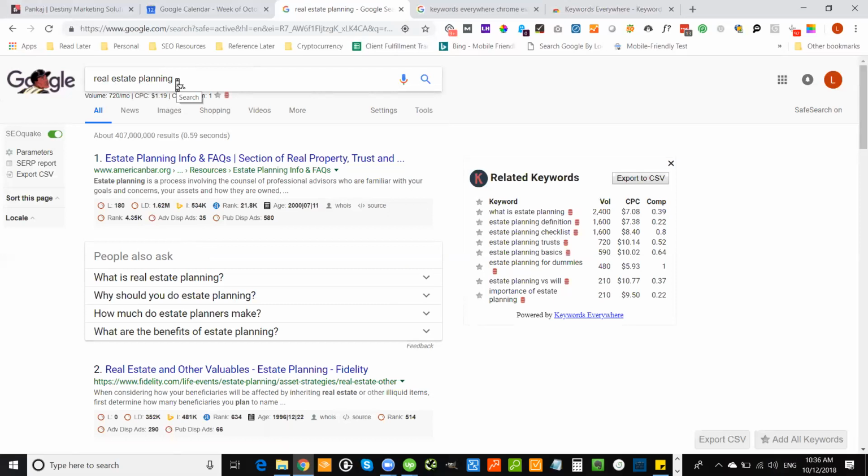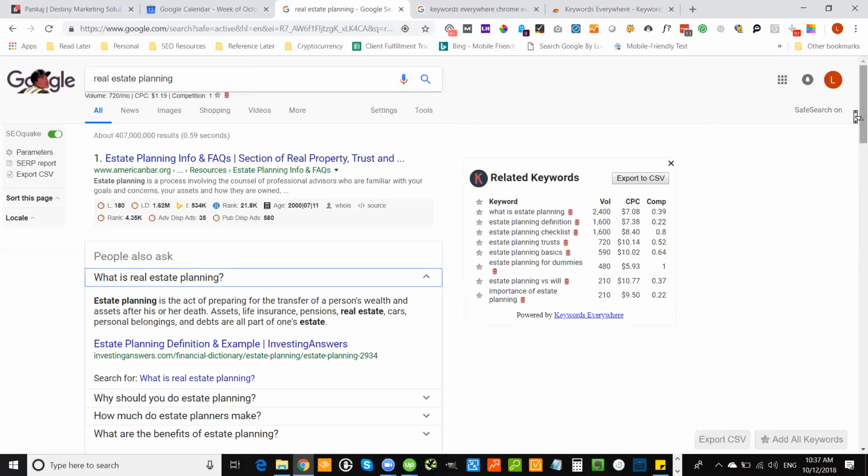Okay. So when looking for real estate planning, people also ask about what is real estate planning, why you should do estate planning, which isn't necessarily relevant, and how much do estate planners make, which may or may not be relevant, and then what are the benefits of estate planning. So if we're just targeting real estate planning, the only question that we might want to target on here is what is real estate planning?